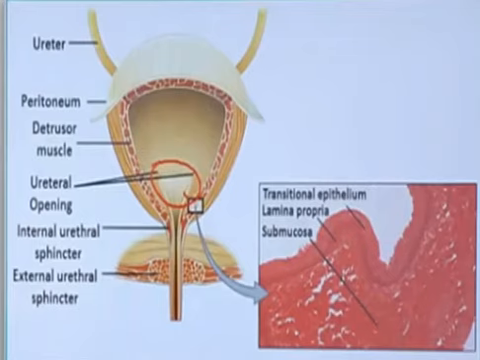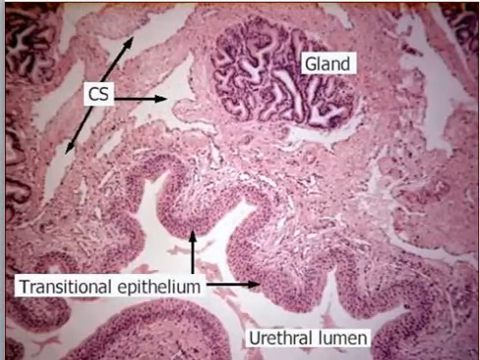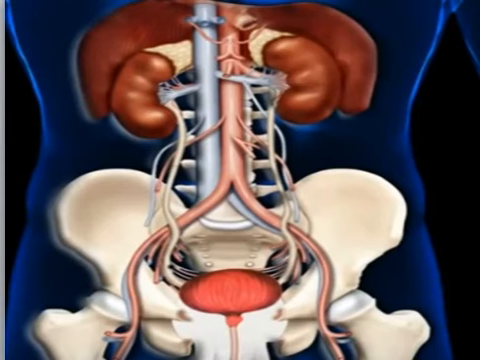Finally, we have the urethra, which conveys urine out of the body. In males it is longer than in females, about 18 centimeters long, and has three regions. The first is the prostatic region, where we find the prostate gland, then the membranous urethra, and finally the spongy urethra, which moves through the penis and is also called the penile urethra.